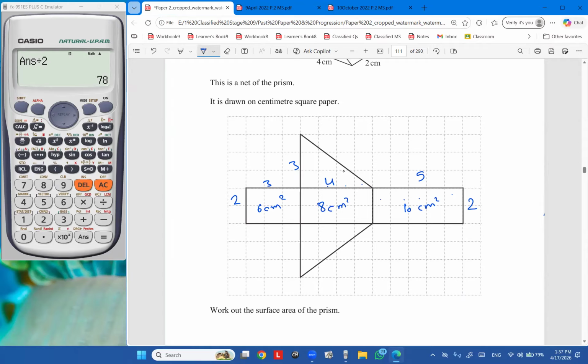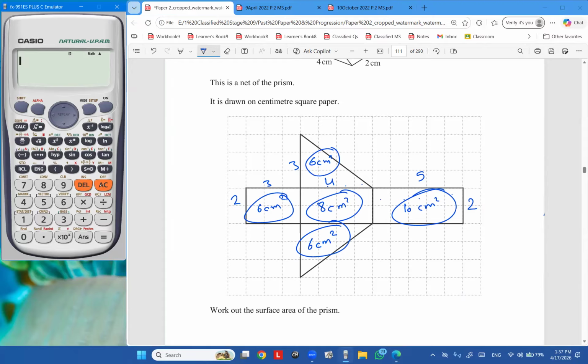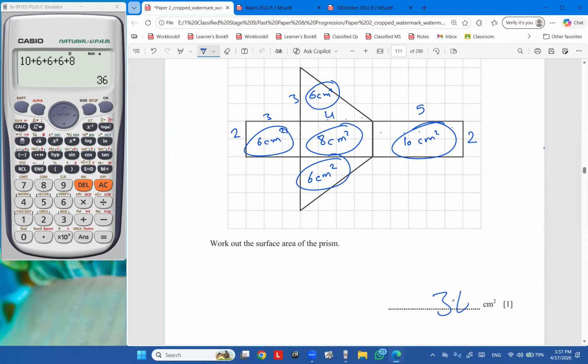They are identical. We know that the area of a triangle is base times height divided by 2. So 4 times 3 is 12. Divided by 2 is going to give you 6 centimeters squared. And the last triangle is the same as the one at the top, which is 6 centimeters squared too. Okay, so adding all the areas up is going to give you the surface area. So let's do this. 10 plus 6 plus 6 plus 6 plus 8. I got 3 sixes and an 8, so it is 36 centimeters squared.